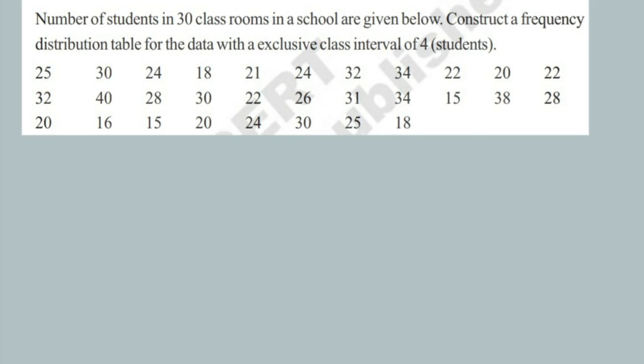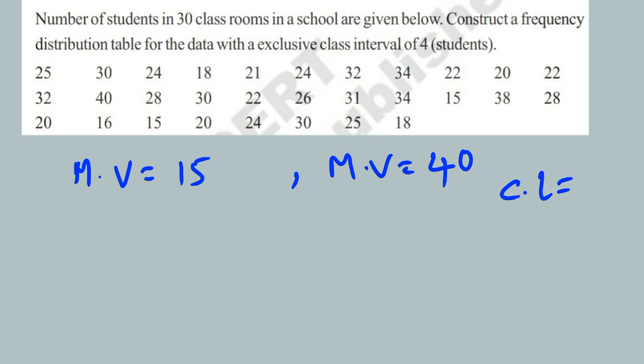I told you the first thing is to find the minimum value and maximum value. Here the minimum, the lowest observation, is 15 students in one class. The maximum value, the highest observation, is 40 students in one class. But generally it is not needed here in the question, because it is already given that each class has length 4. The class length is given already, and also they said exclusive class intervals, which is one more thing we have to remember.